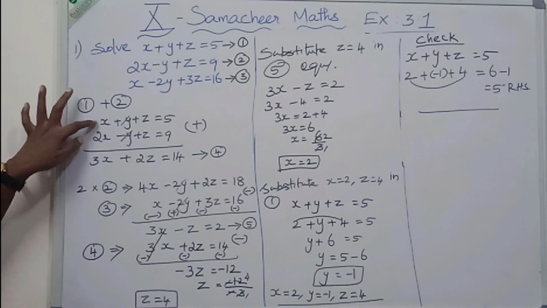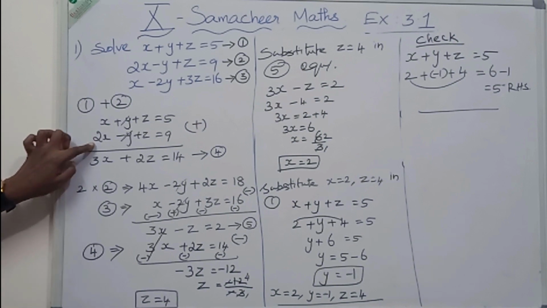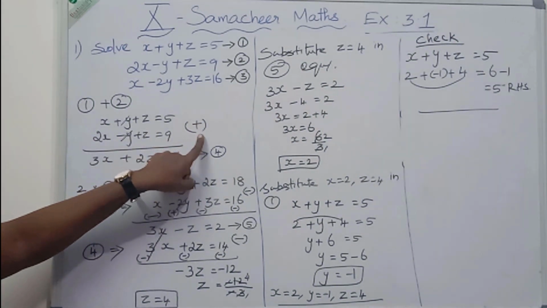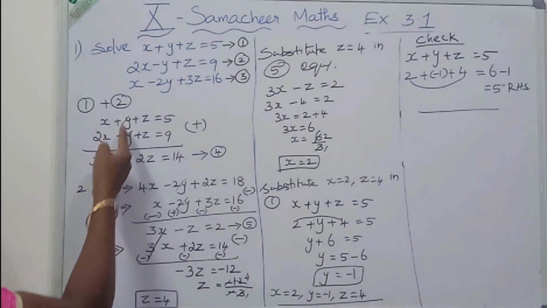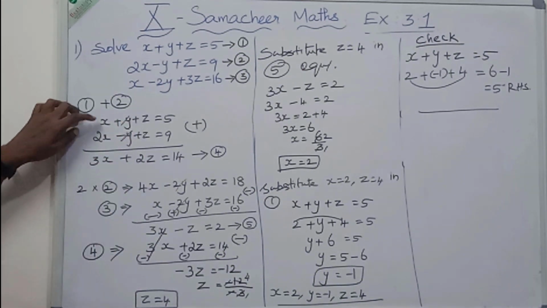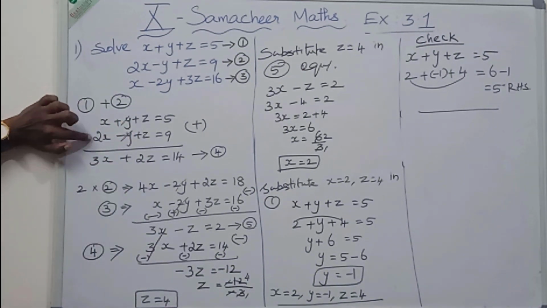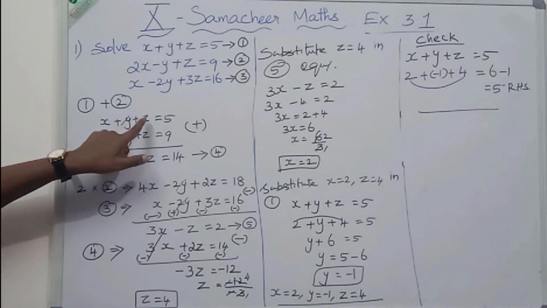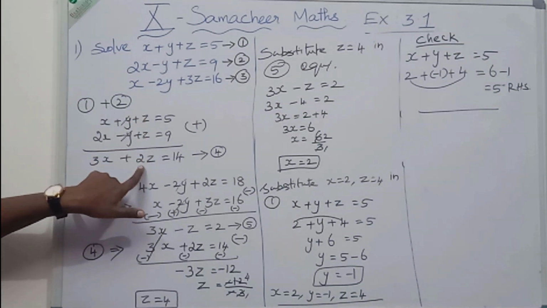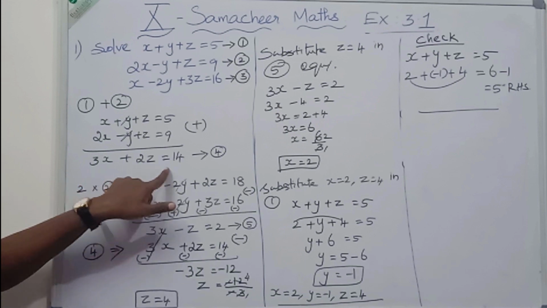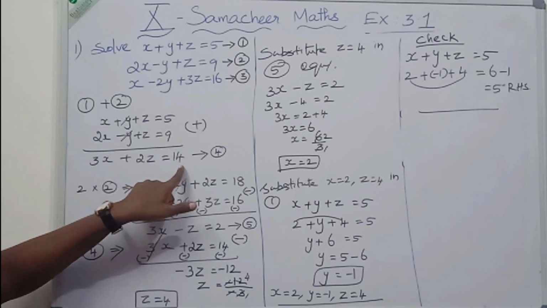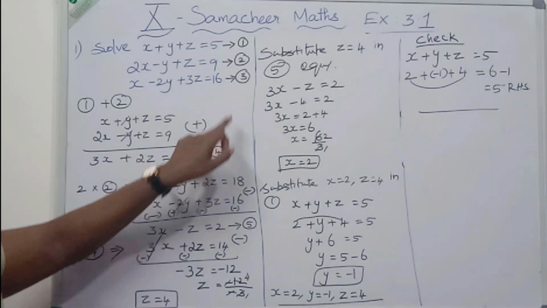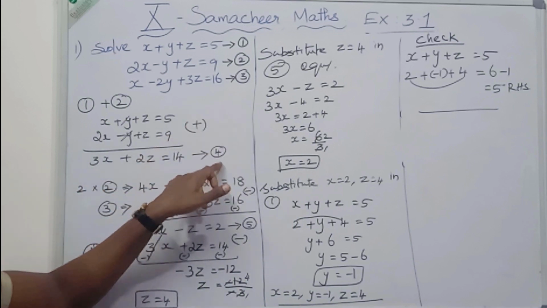Here you have to write the first equation. Below that you have to write the second equation. Here we are going to add. So plus y and minus y will be cancelled, and here the coefficient of x is 1. 1 plus 2 is 3x, and here 1z plus 1z is 2z. So 3x plus 2z equal to 9 plus 5 is 14. So we have another equation. After the third we have given the name fourth equation.